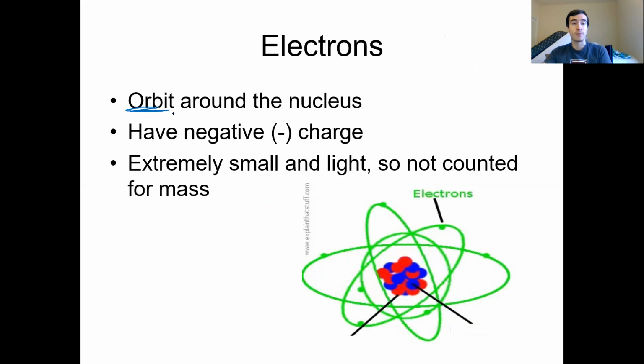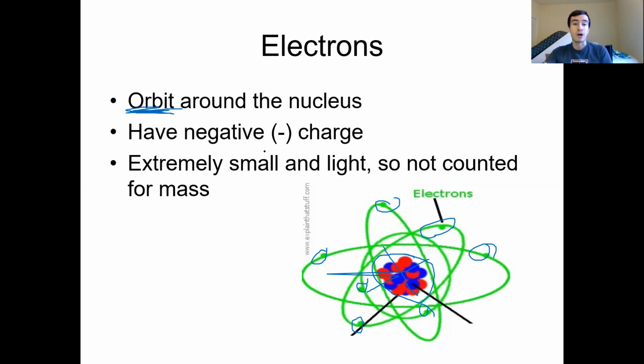Instead, they orbit around the nucleus. So they are not in the nucleus, right? This little area down here, no electrons in there. Instead, they are on these little orbits that go around the nucleus. So they're kind of zooming all around the outside of the nucleus, just like the moon goes around the Earth. These electrons are zooming around the nucleus of the atom.